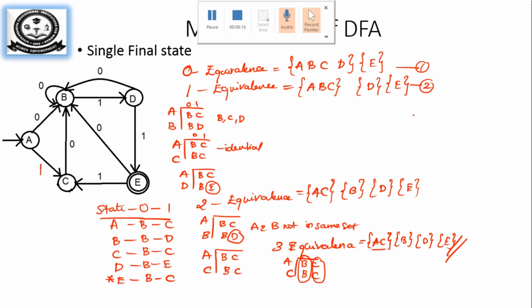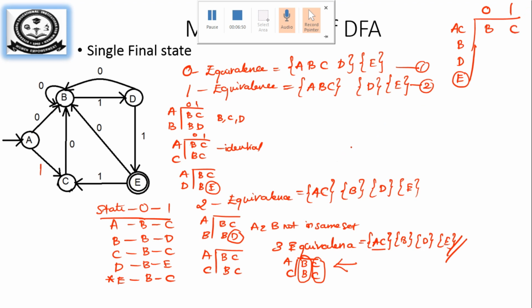Now with this equivalence we will find the transition table. So for 0 and 1 we will see what is the transition. Now the states we have are AC, B, D and E. So E is your final state. Now for AC, for 0 it goes to B, you can see in the last table here. Okay, and for 1 it goes to C.